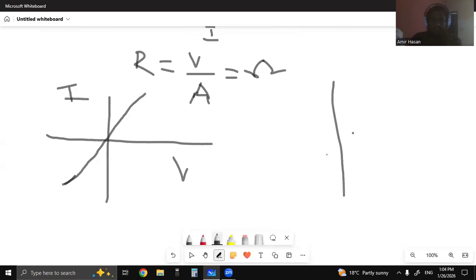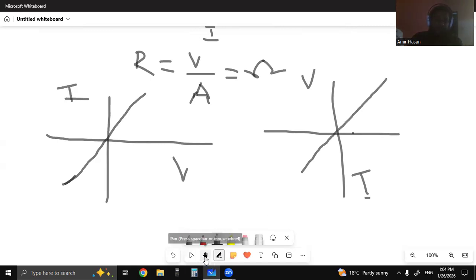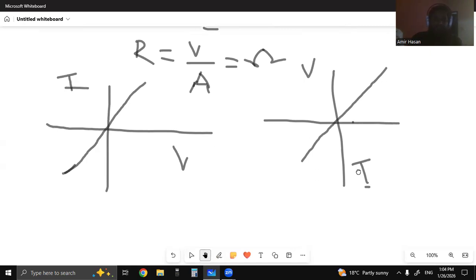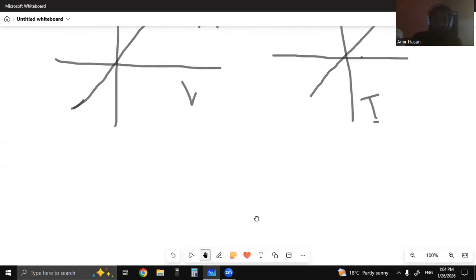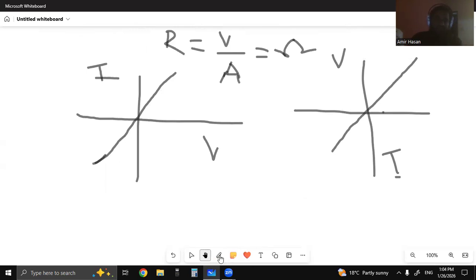If we change the axes for current and voltage, there is no effect. The graph is the same. Both are directly proportional, meaning current increasing, voltage increasing. This is a straight line.